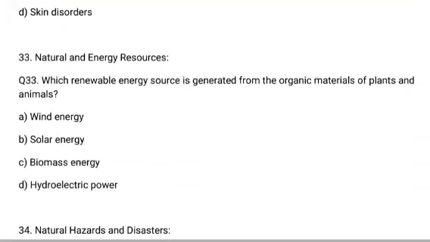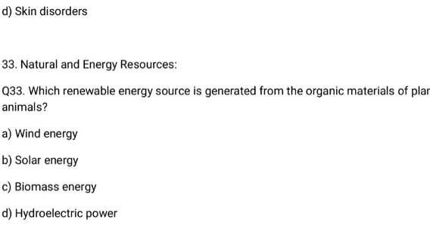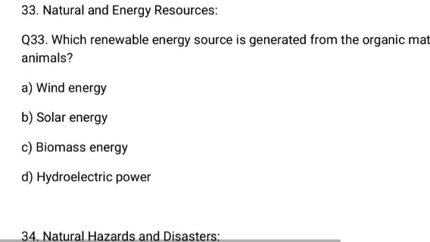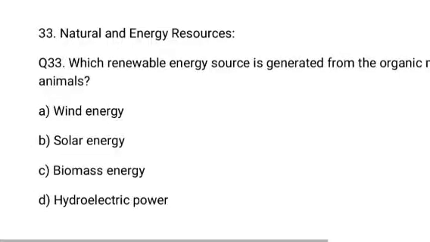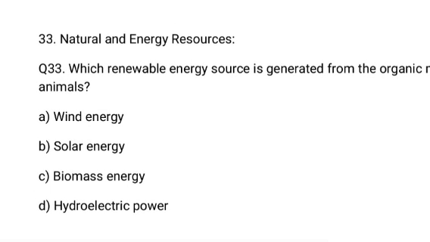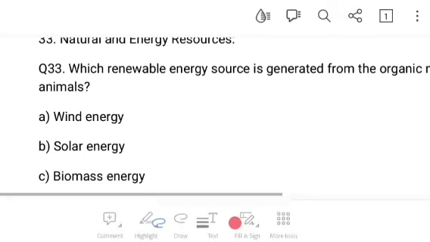Next is 33, related to natural and energy resources. Which renewable energy source is generated from organic materials from plants and animals? Wind energy, solar energy, biomass energy, hydroelectric energy. Okay, it will be biomass. Biomass energy will be correct.